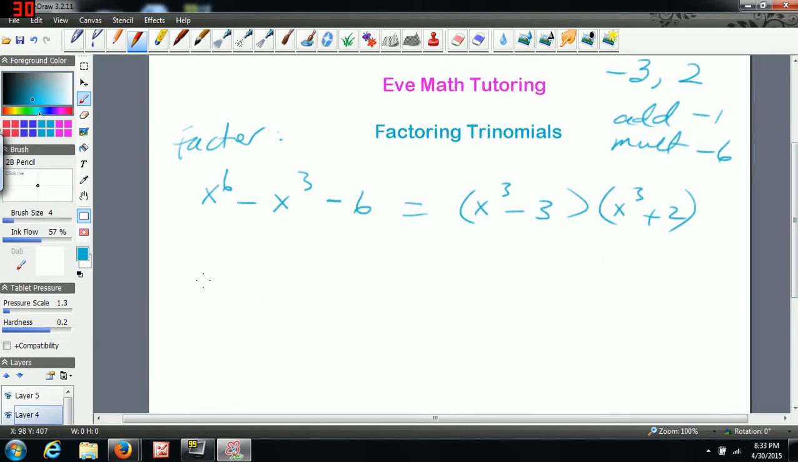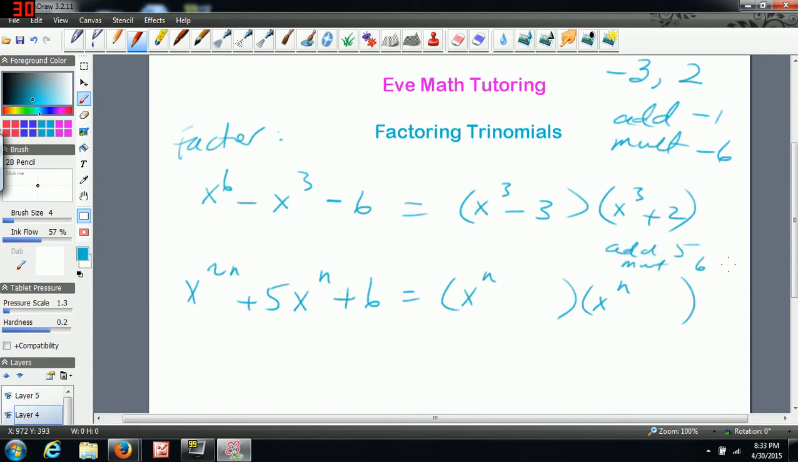So what if you had something like x to the 2n plus 5x to the n plus 6? In this one, my exponents are going to be x to the n and x to the n. And then I just do normal factoring. So I want two numbers that add to +5 and multiply to +6. Those two numbers would be +2 and +3. So I put those in and I'm done.